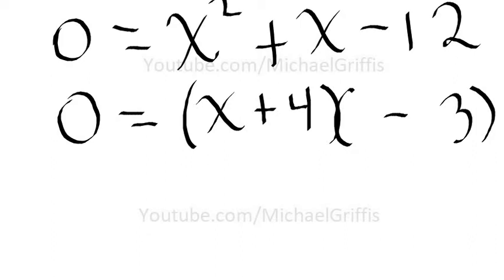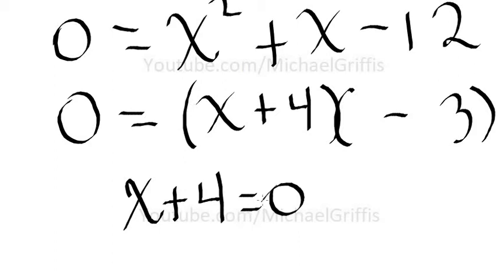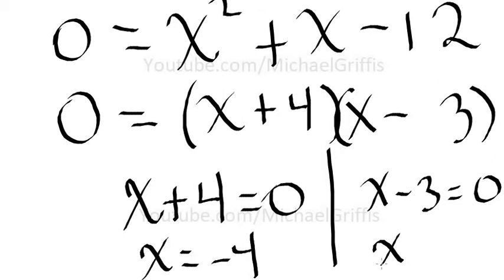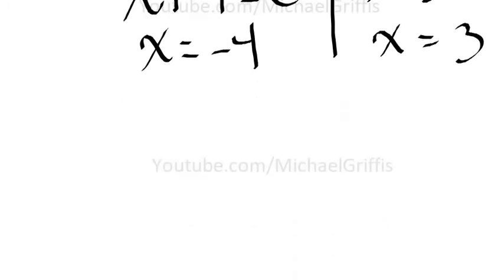Next thing we're going to do is set, and we'll write it like this. Set each one of those factors. Whoa, there needs to be an x there. Set them both equal to 0. Solve for x, so we get x is equal to negative 4. X is equal to 3. Okay. So we could write our solution set as negative 4, 3.